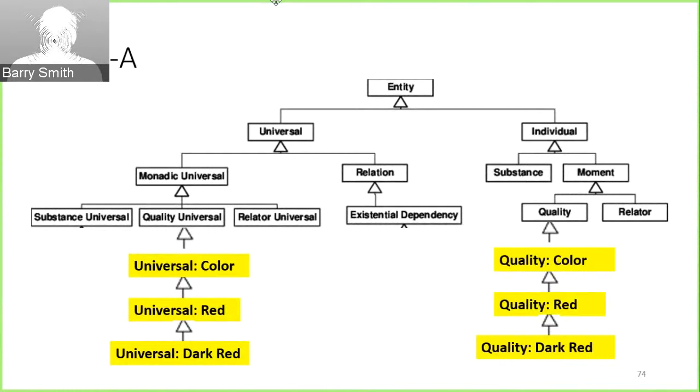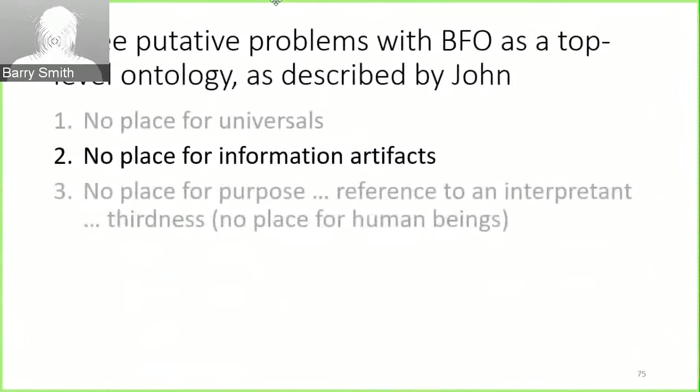Now, anyone who thinks carefully about signs should realize that you can't have an ontology which uses universal and particular to represent different things, because there are universals only to the degree that there are particulars which are instances of those universals. It just creates a doubling, and it creates an incoherence, and it creates an endless hierarchy of universals of universals of universals. All right, no place for information artifacts.